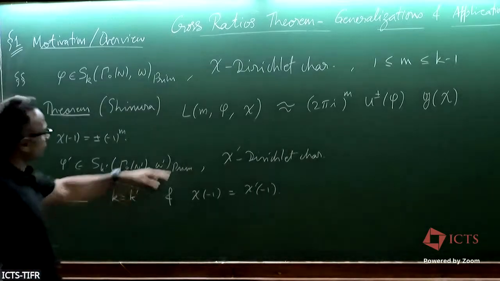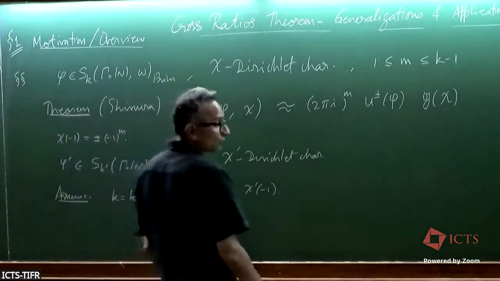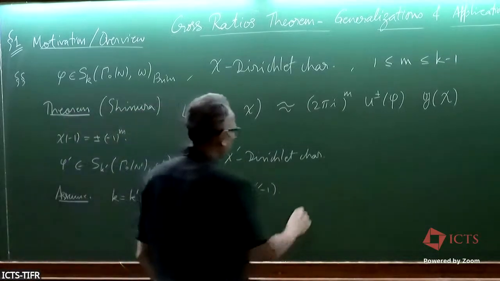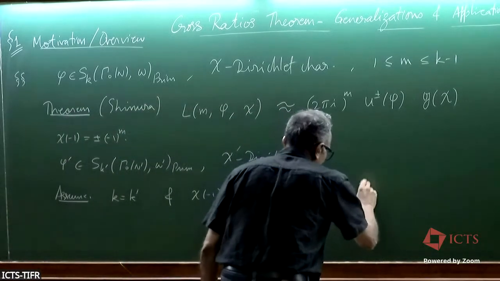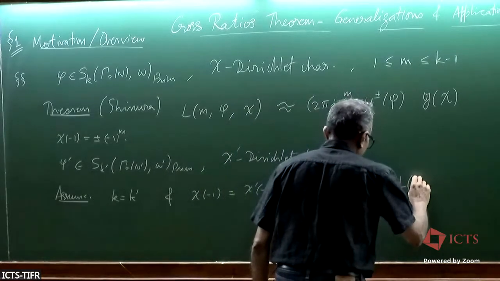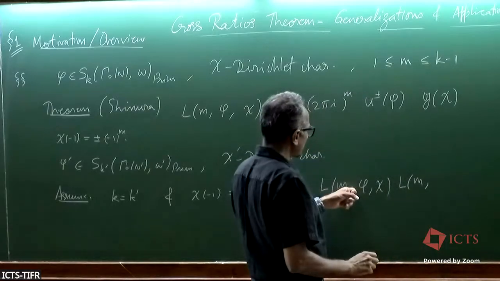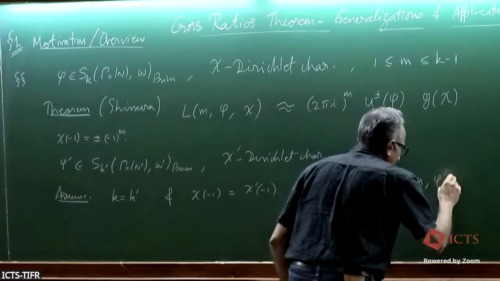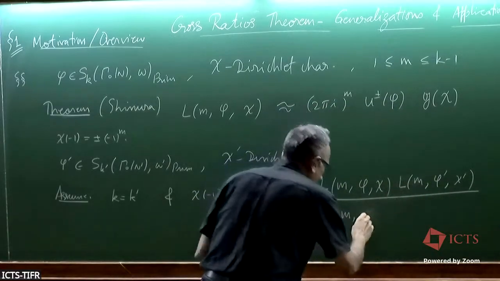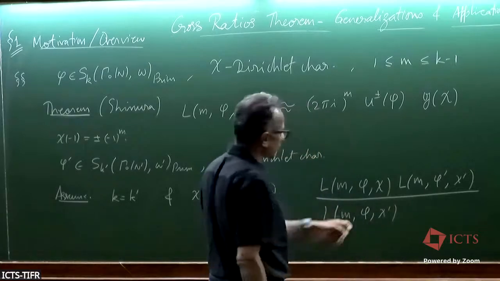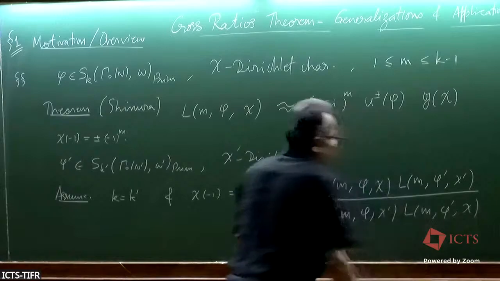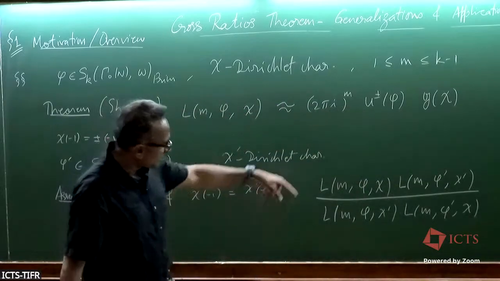Then, if I apply the theorem 4 times, and I write down for the same integer m, the same critical point m, L, the value at m of phi and chi prime, both changed, and in the denominator, assuming things are non-zero, I change only one at a time. So phi twisted by chi prime and phi prime twisted by chi. Let's just stare at this for a second.